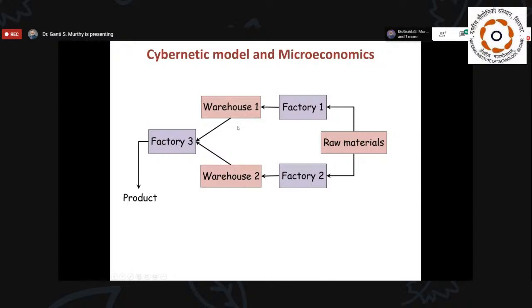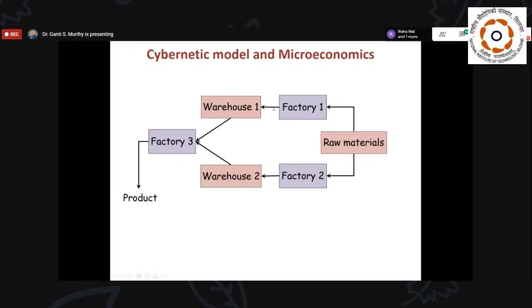So, if you have warehouse one and warehouse two, the way that it operates in a modern just-in-time manufacturing chain, supply chain, is that if, let's say, factory three is operating very fast and warehouse one is depleting, let's say it needs two products from warehouse one and one product from warehouse two to make one final product, then warehouse two will be depleting very fast.